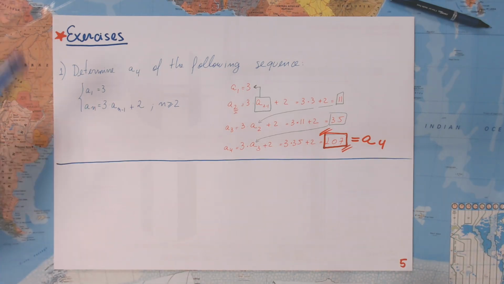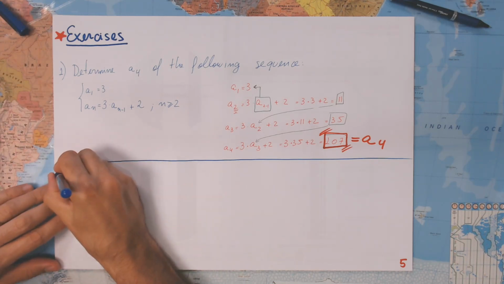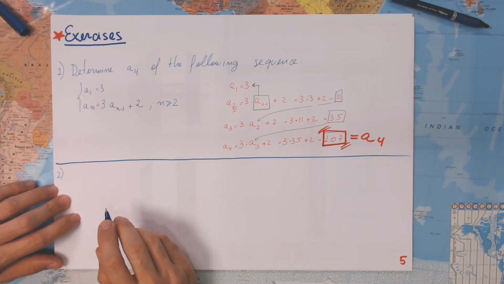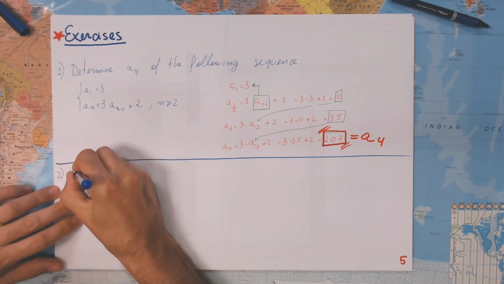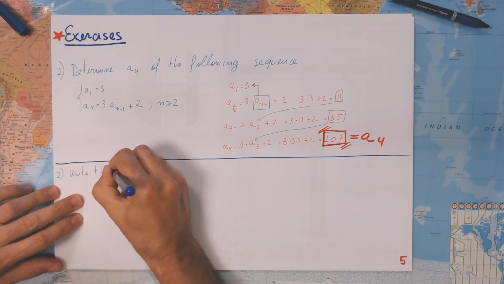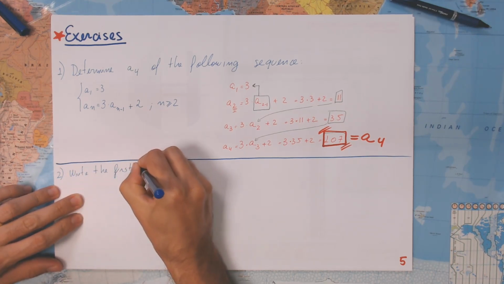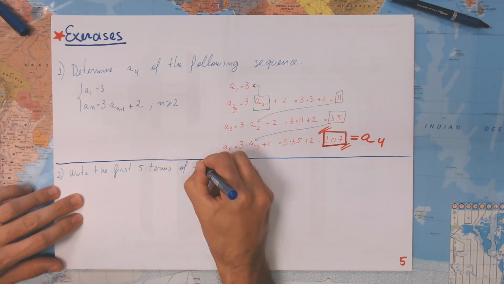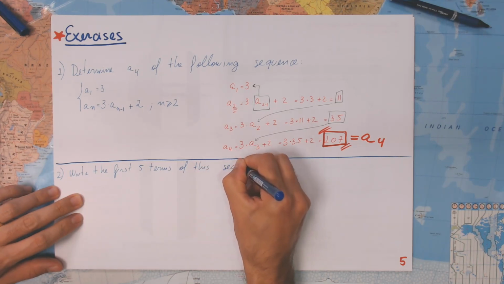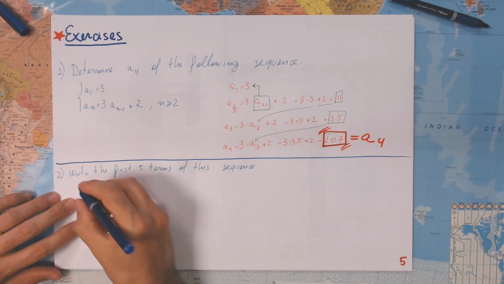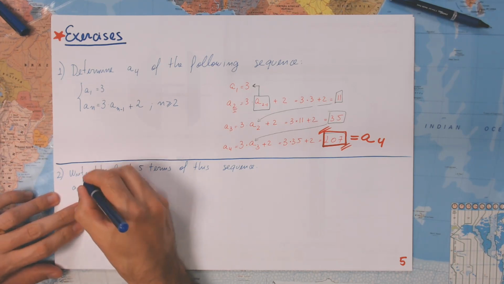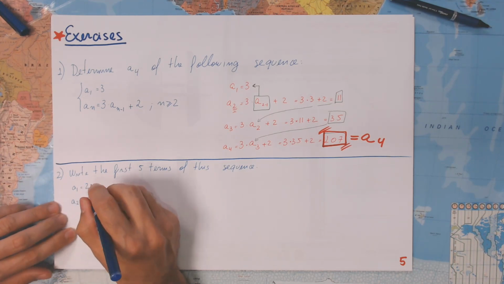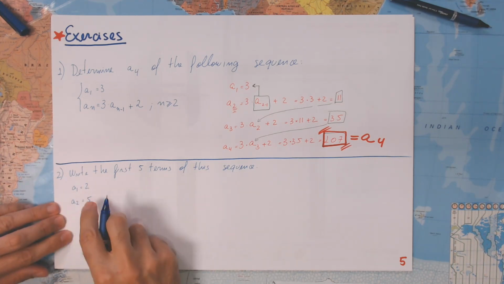Now let's see another one, the second exercise. Now, we are going to write the first 5 terms of this sequence, and the sequence is A1 equals 2, A2 equals 5. I'm not going to give everything, but the general term depends on the prior 2.